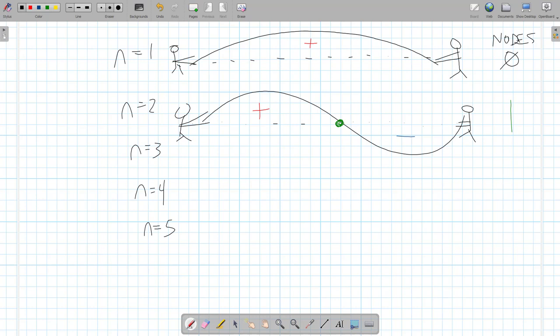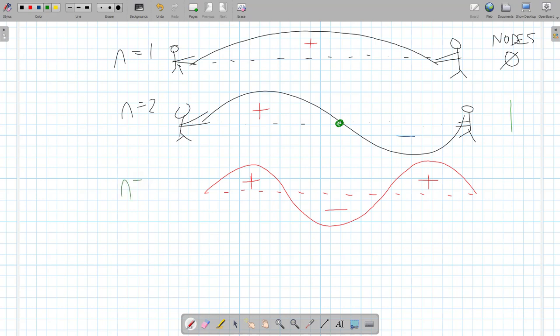When N equals 3, my rope looks like this. Here's zero. I have plus and plus, these two sides are up above, and minus. So how many nodes do we have when N equals 3? 1, 2. The places where it goes from plus down to minus, that's 1. Minus up to plus, 2 nodes.